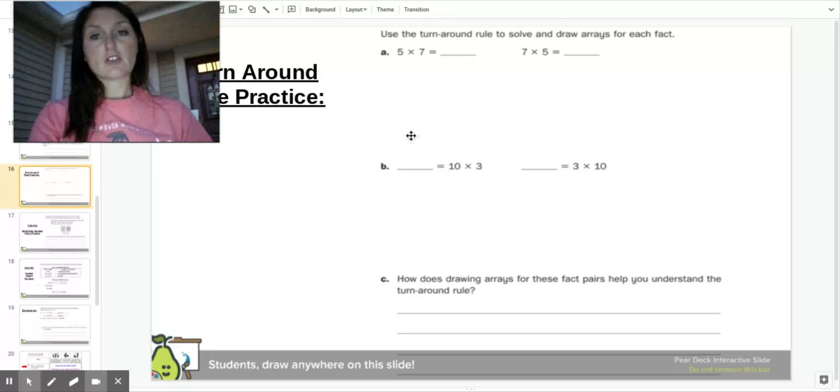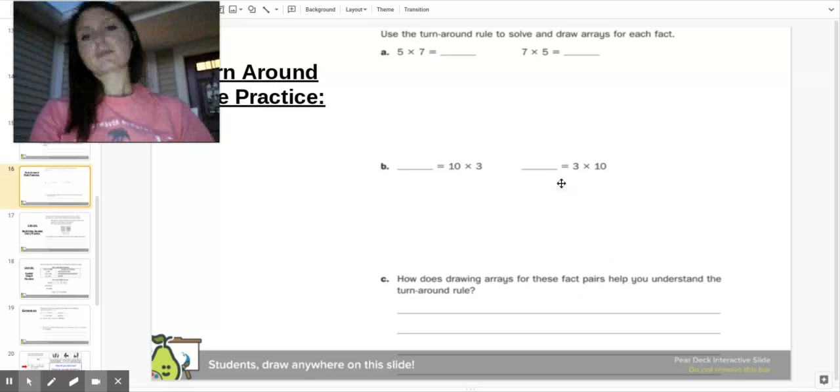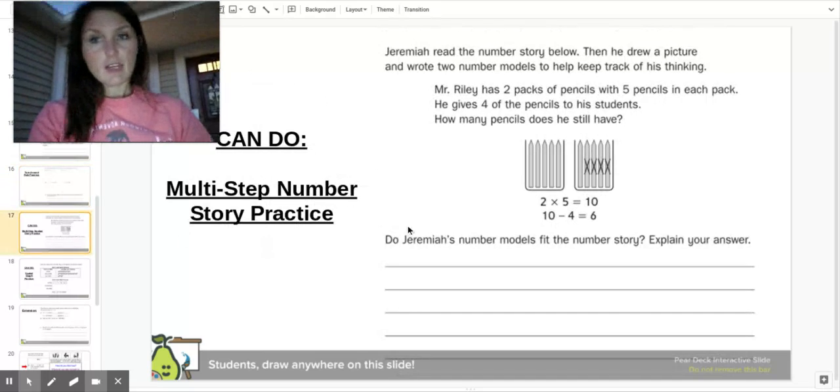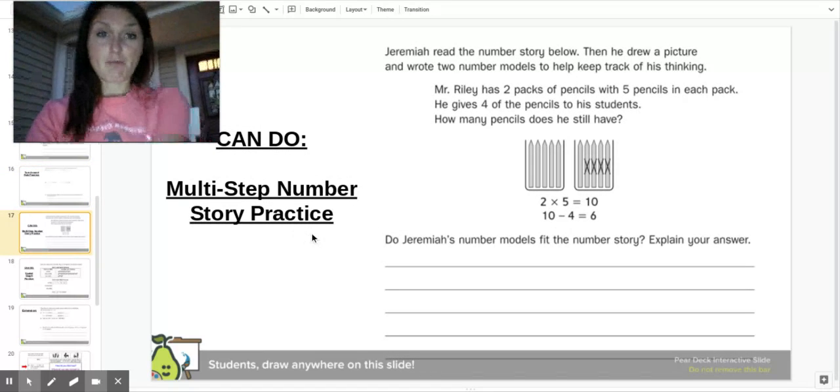It said if you need to draw an array, you can do that, okay? Same thing for 10 times 3 and 3 times 10. And it says, how does drawing arrays for these fact pairs help you understand? So it would be good for you to draw that just so you can see how they're kind of similar to each other.